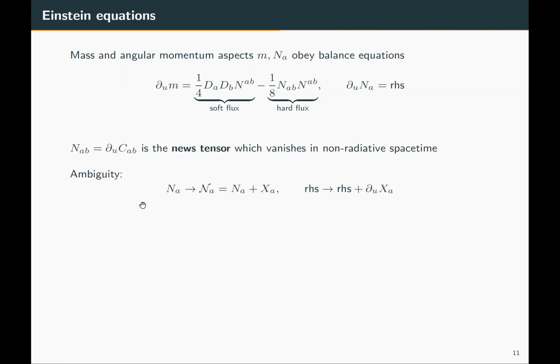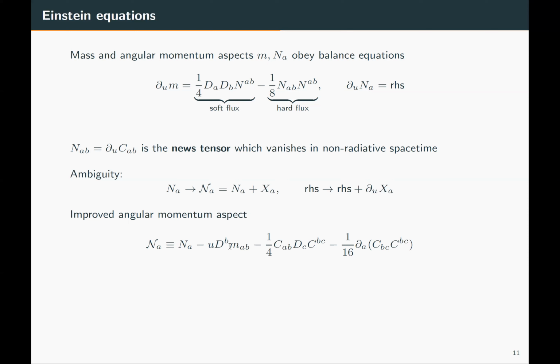And the reason is that there is an ambiguity in the definition of these quantities. For example, here for the NA, if I shift NA by some quantity XA, then the right-hand side will be shifted by the time derivative of XA. So somehow I need a prescription to fix this ambiguity. And for example, for the angular momentum aspect, I use this ambiguity to define this calligraphic NA, which is given by this expression.